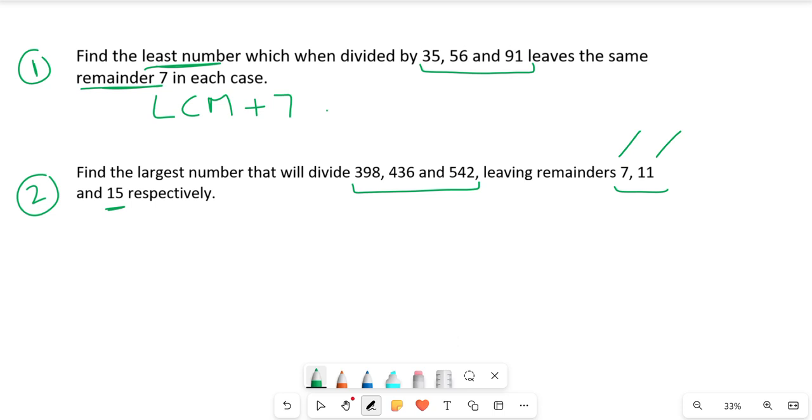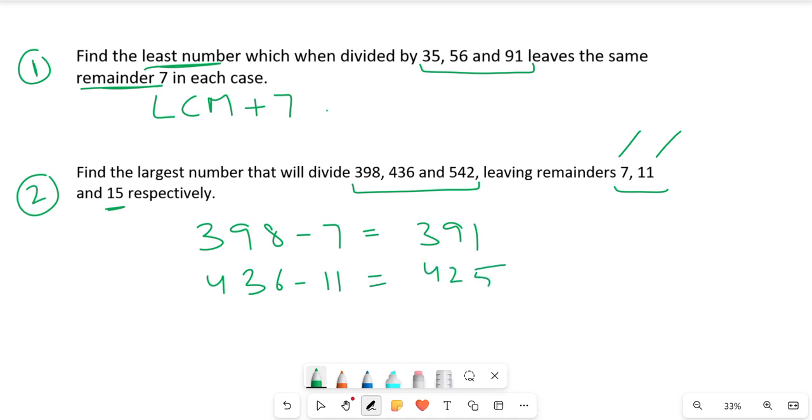So let me subtract this 7 beforehand. If I subtract, I am getting 391. 436, if I subtract 11 from it, I will get 425. And if I subtract 15 from 542, I will get 527. So if I find the HCF of these numbers, then I will get my required number.